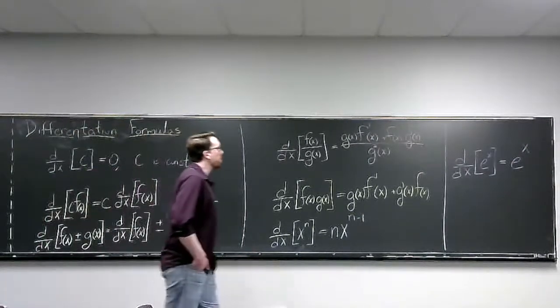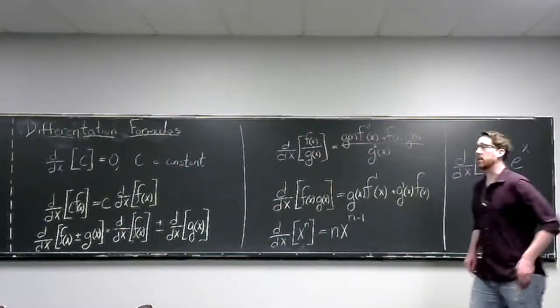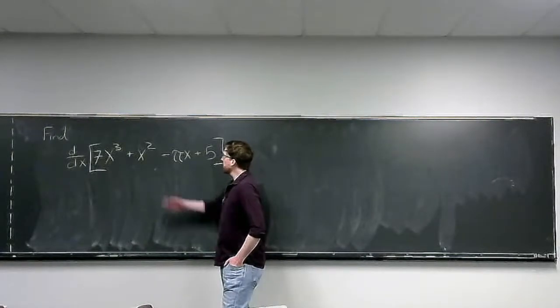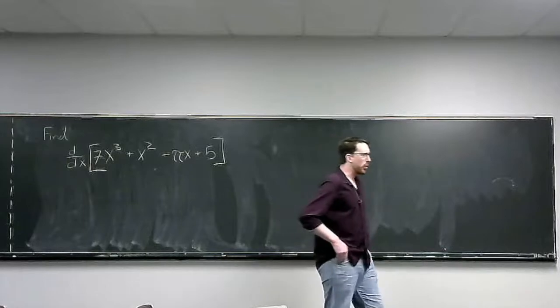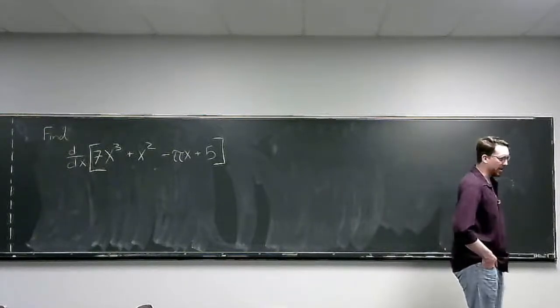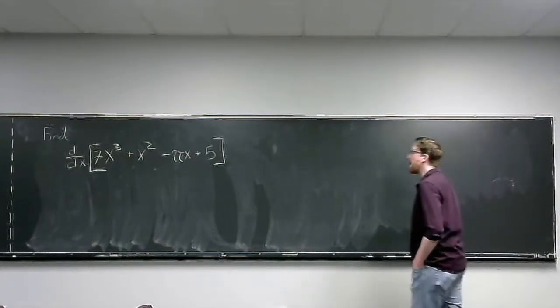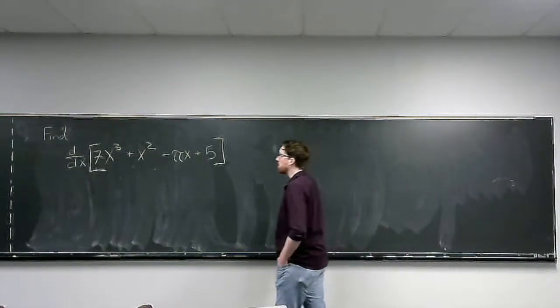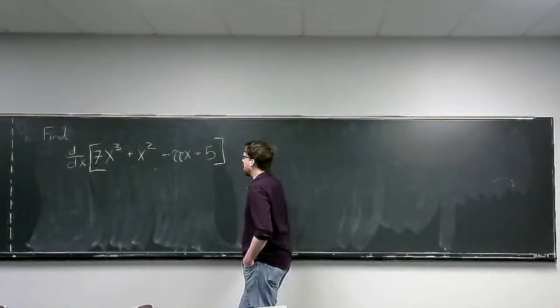I'm going to erase these. We're going to use a few of them on a couple problems just to get the hang of how we're going to use them. All right, so for this first example, let's check out this derivative. We're given this crazy polynomial: 7x cubed plus x squared minus pi x plus 5. We need to take the derivative of that polynomial.